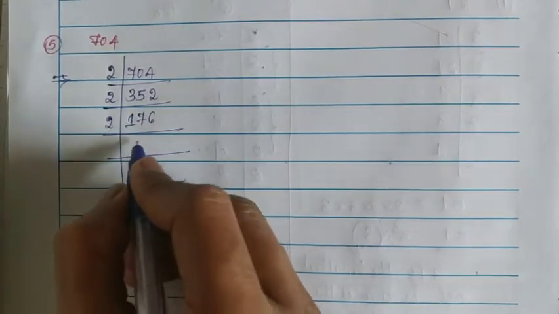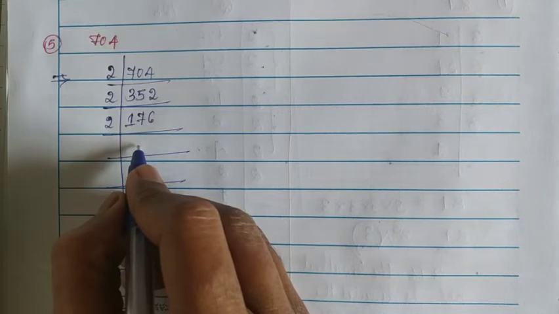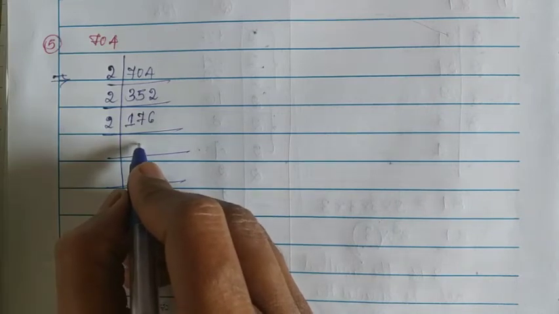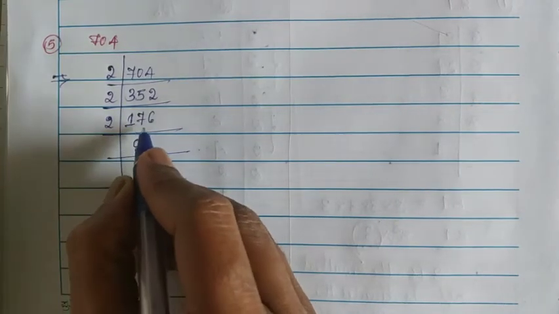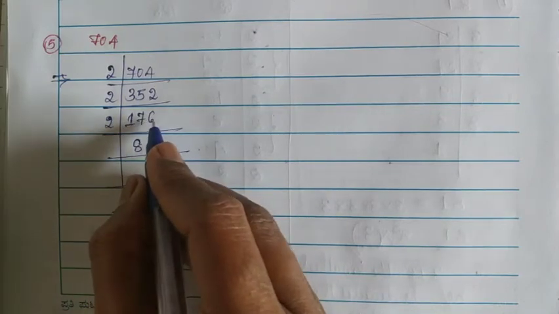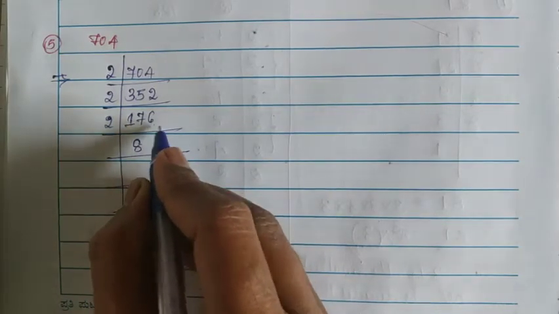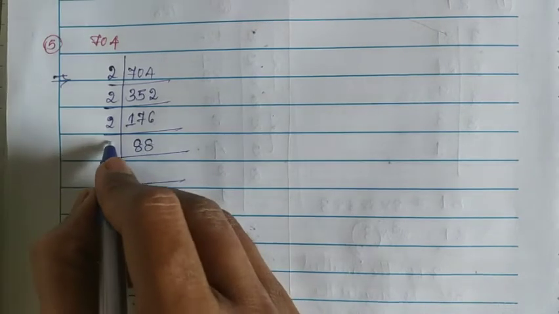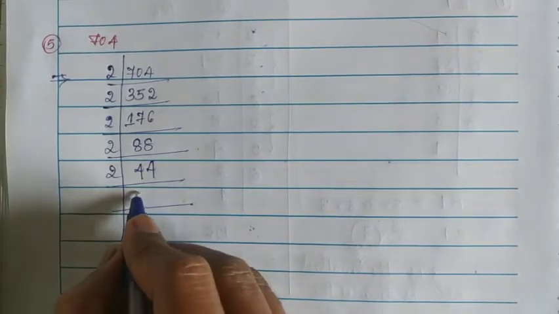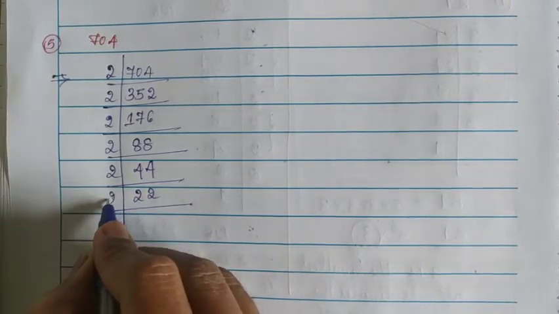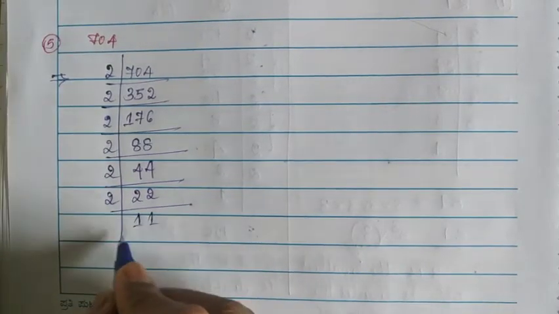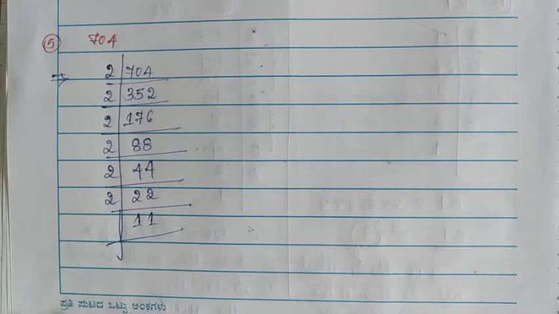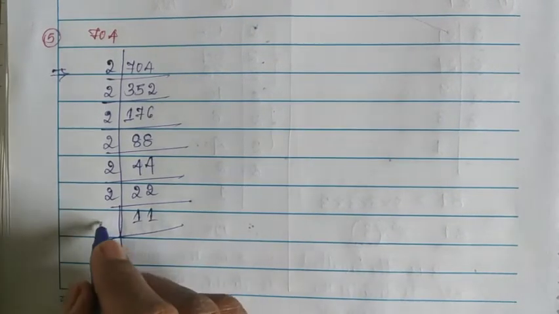Again from 2, 2 6s are how much here? 12, 2 7s are 14, 2 8s are 16. Again 1 is remaining. Here it becomes 16 again. 2 8s are 16. Now from 2, 2 4s are 8. From 2, 2 2s are 4. Now from 2, 2 1s are 2. Yes, now 11 is the number. It is divisible only by 11.